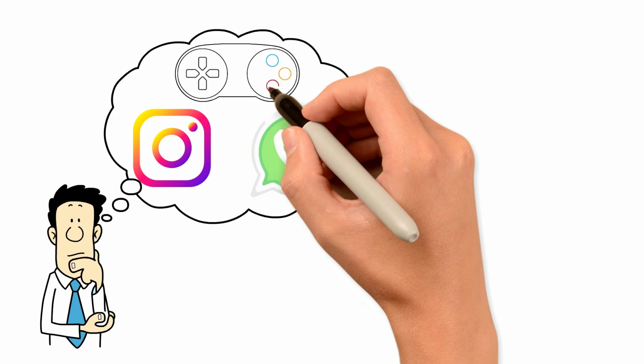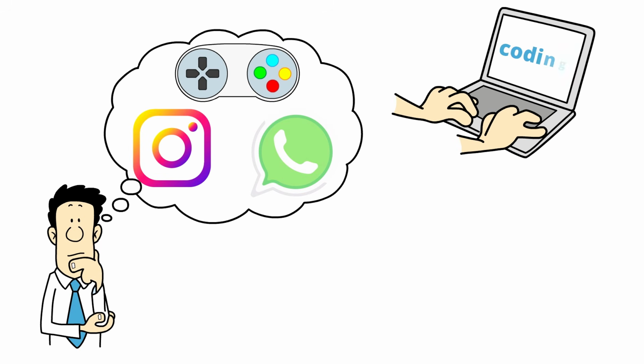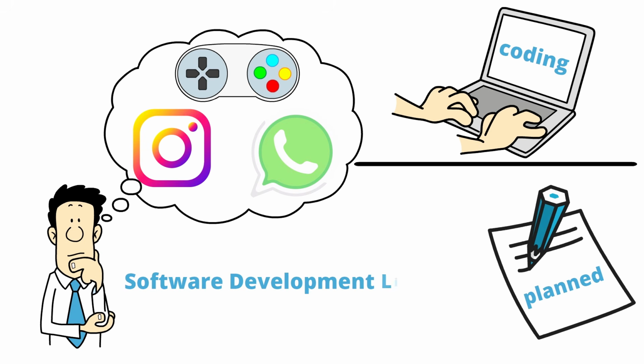Hey everyone, have you ever wondered how apps like Instagram, WhatsApp, or your favorite games are actually developed? Well, it's not just about random coding. It's actually done in a specific and planned way. That specific way is called the Software Development Lifecycle, or SDLC.